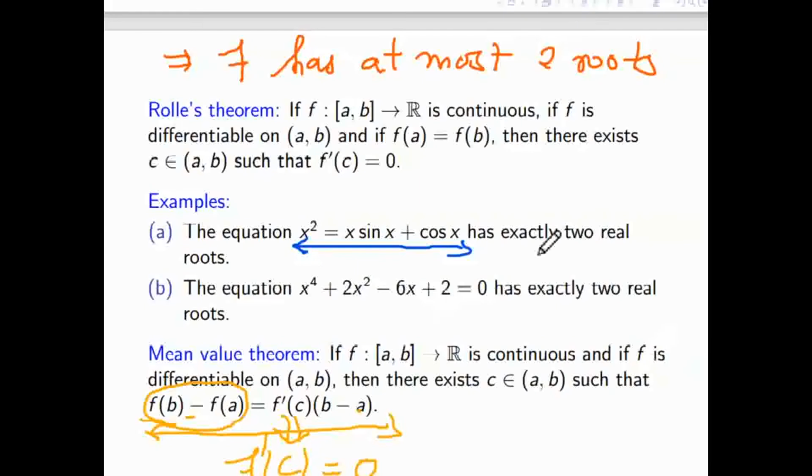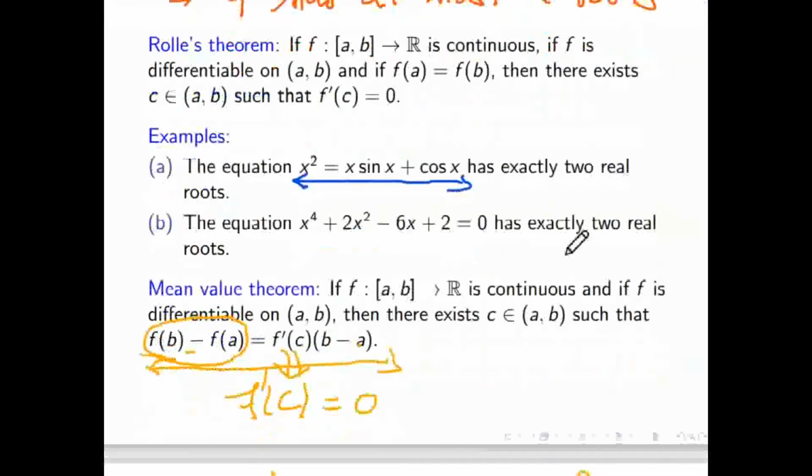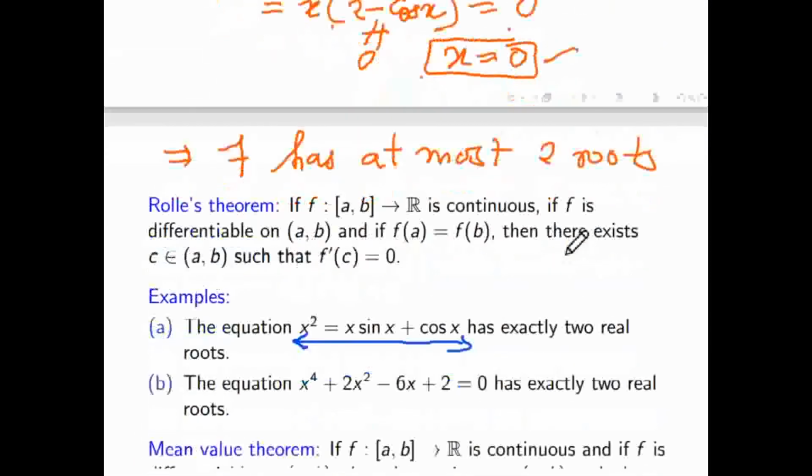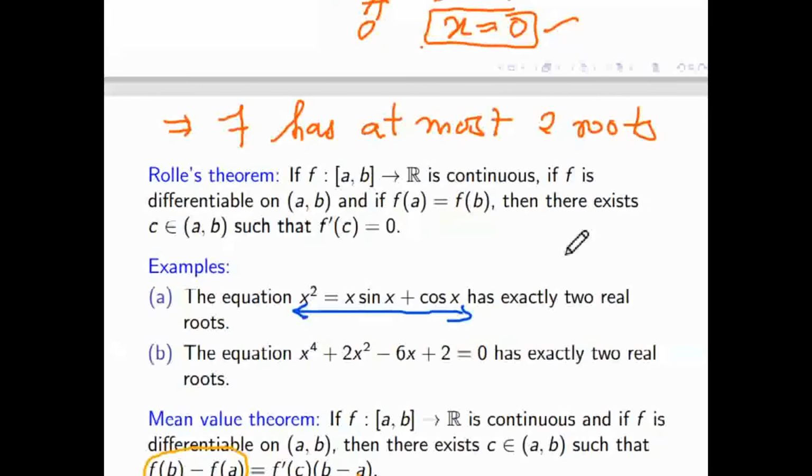So for showing exactly 2 real roots, you have to use the intermediate value property first. It will guarantee at least 2 roots. And then you use the mean value theorem. It will give at most 2 roots. That means it has exactly 2 roots. So if anyone has any doubt, please tell. I will repeat if you want.